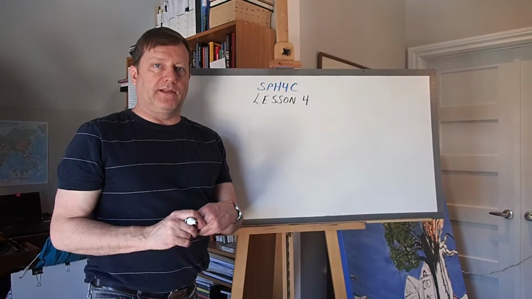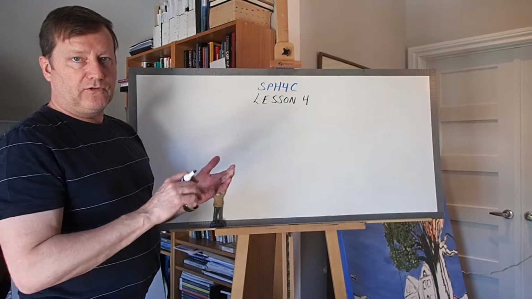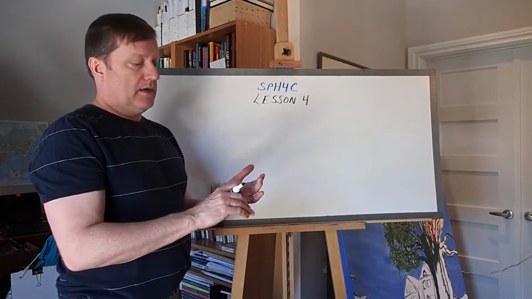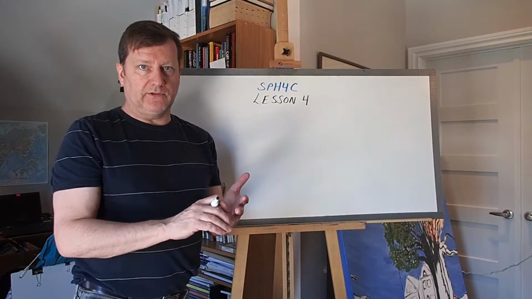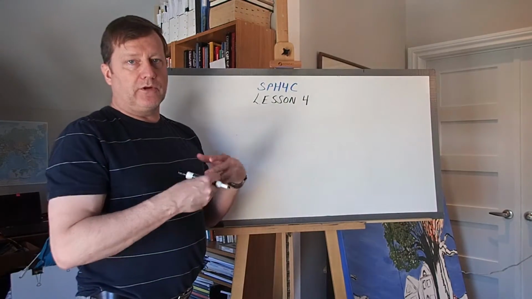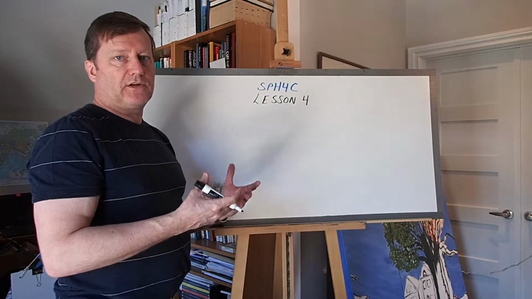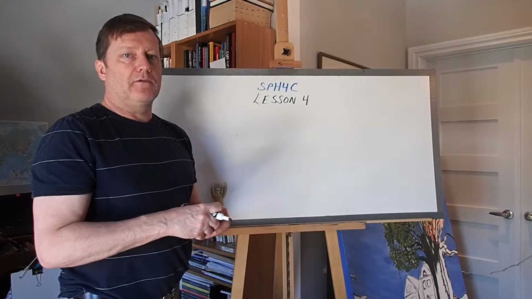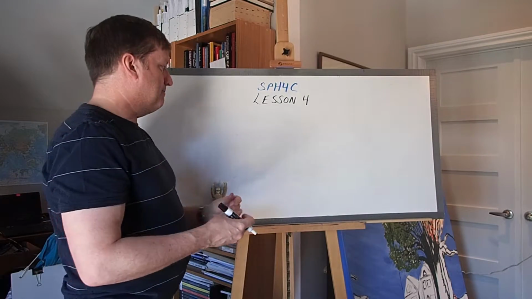Hey, this is lesson 4, and so far what we've learned is the difference between a vector and a scalar. We've learned the difference between distance and displacement, and now we're going to talk about the rate at which objects move through space. We have two different measurements that we're going to take a look at: speed and velocity.